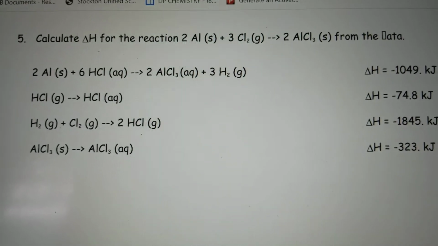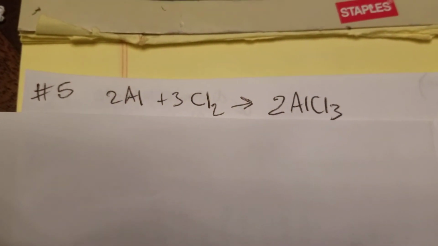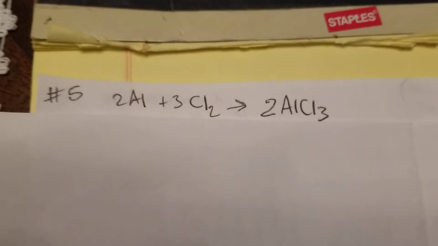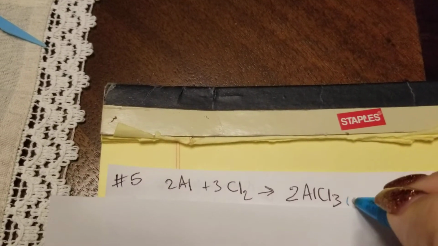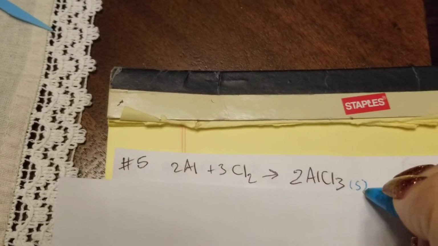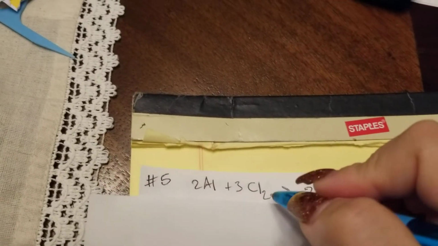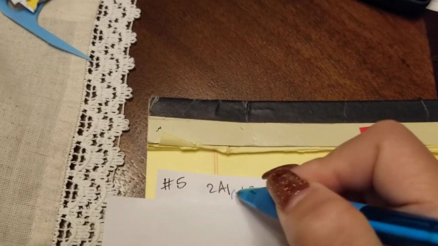So again, overall, this is what I want. I want 2Al plus 3Cl2 to form 2AlCl3, okay? And very important that this needs to be solid in your final answer. This one needs to be gas, and this one needs to be solid.